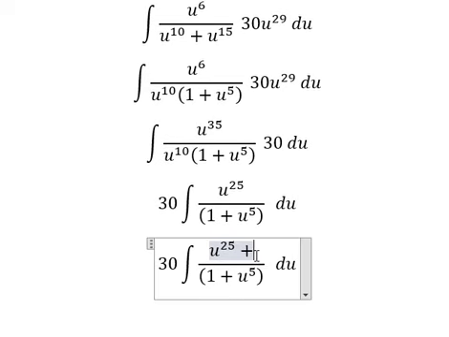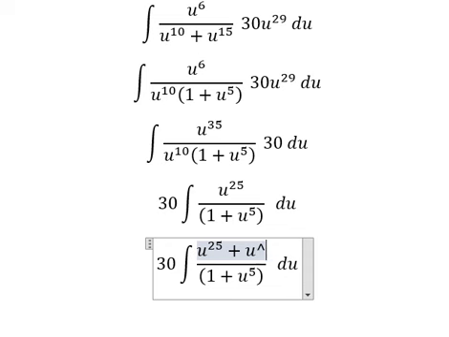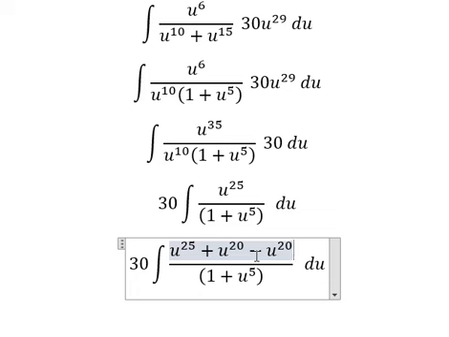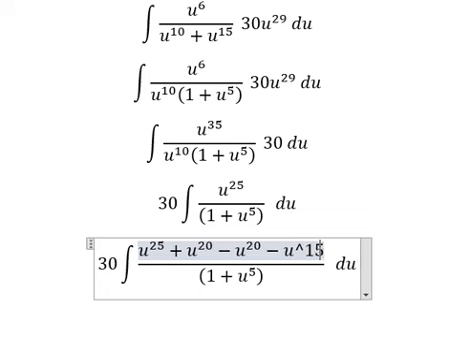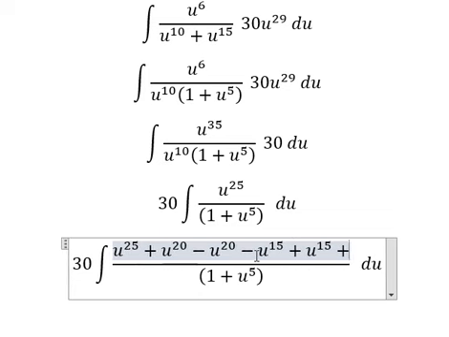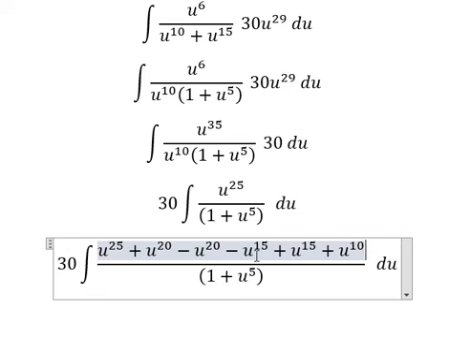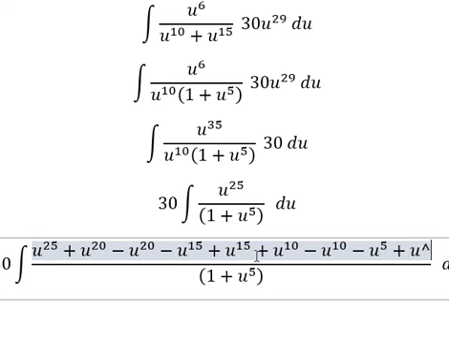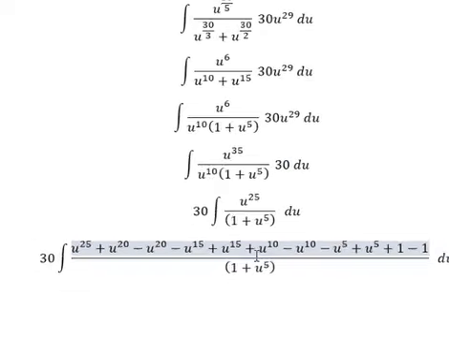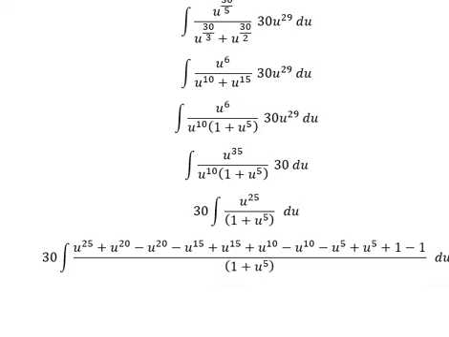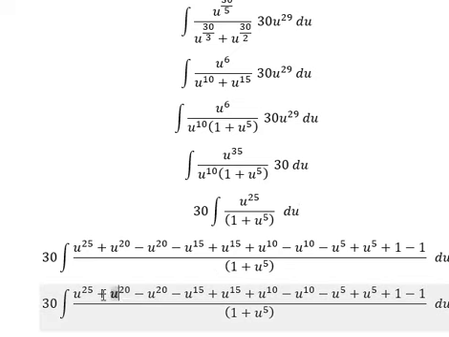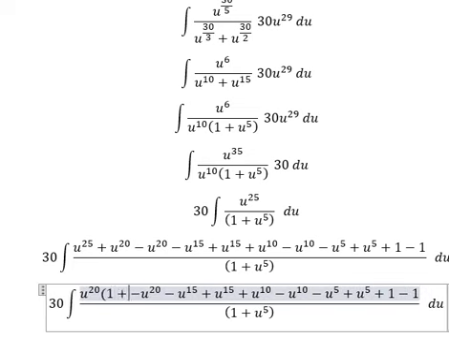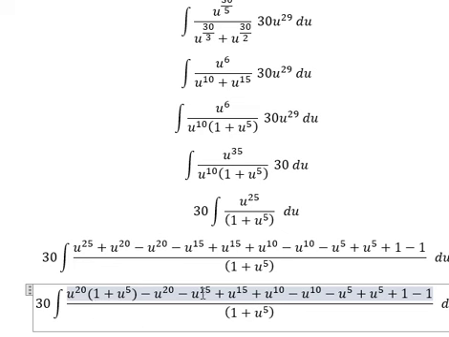Next, I need to add u to the power of 20. Later we need to subtract u to the power of 20. Then we need to put u to the power of 15 and so on in here. Now we can do factorization by this one, and so on in here.